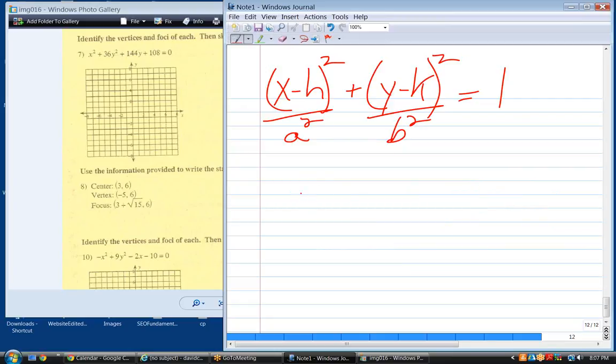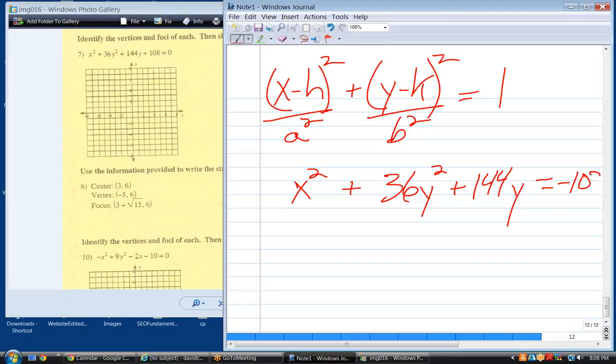Tell me what I should write next. So, do x squared plus, that's it. That's okay. Let's go ahead and combine our variables. Let's get them next to one another. What do I do with that 108? Put it on the other side. Okay, and right now it's 0, so it becomes minus 108. Now I'm ready to complete the square. What do I do next?